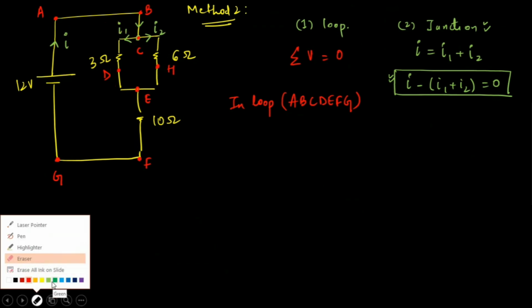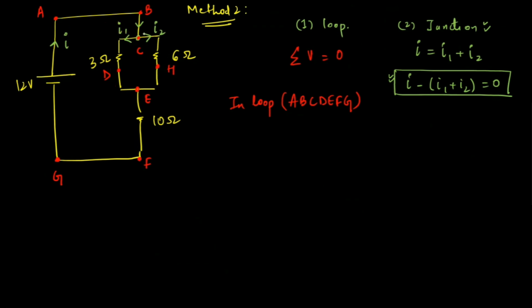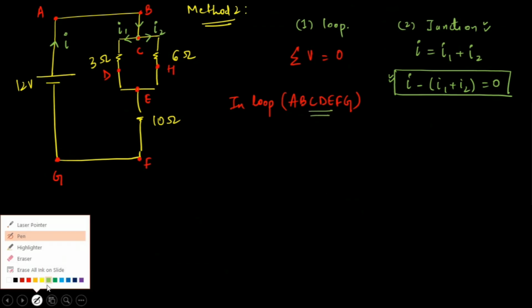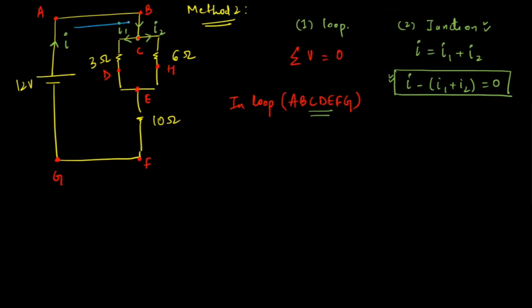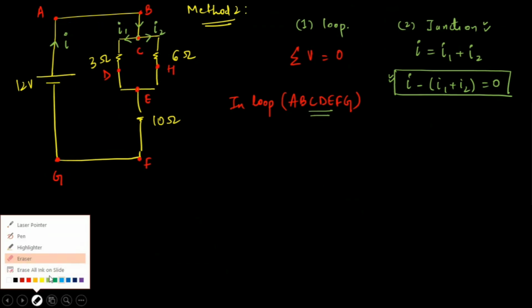Basically, I'm going to consider whatever components are there in the circuit across this loop. Similarly, there is another loop, which I can say is A, B, C, H, E, F, G, again A. In that case, I have considered the 6 ohm resistor. So these are the two loops. In order to apply the second law, or the loop rule, we first need to select the loops.